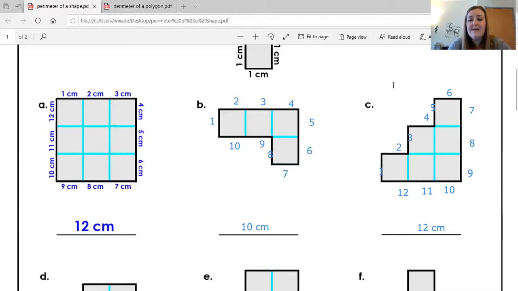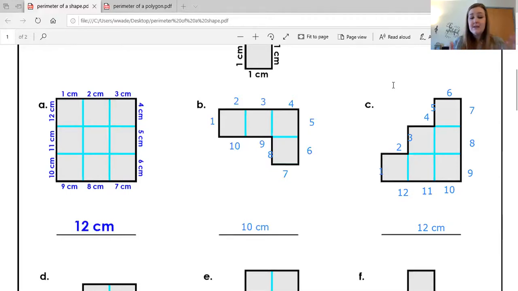So now if you look, I'm not counting how many squares there are, I'm counting how many centimeters there are going around the figure. That is what our perimeter is. Perimeter is going around your figure, the distance around it. Area is what we're going to talk about tomorrow, which goes inside.